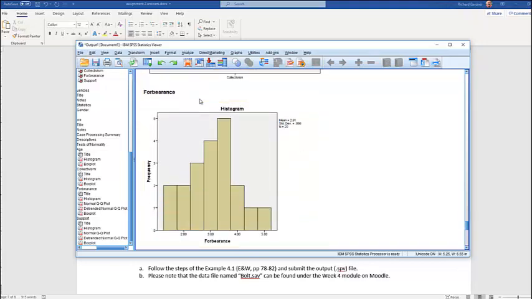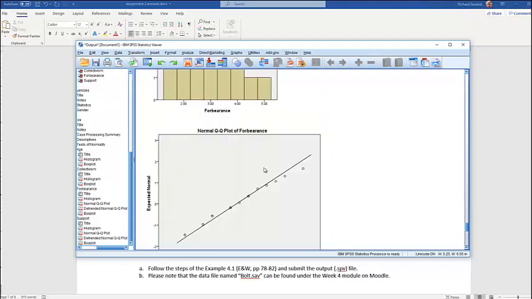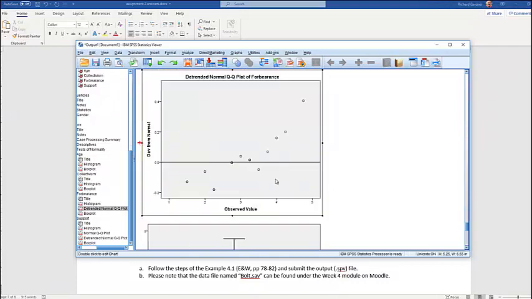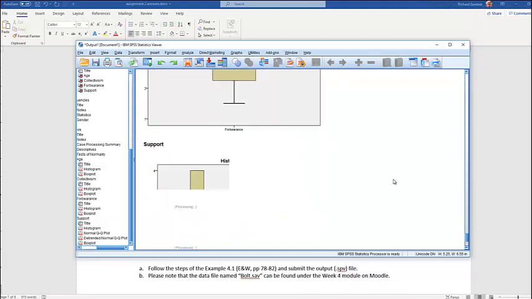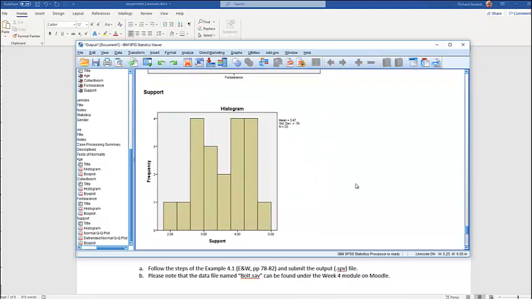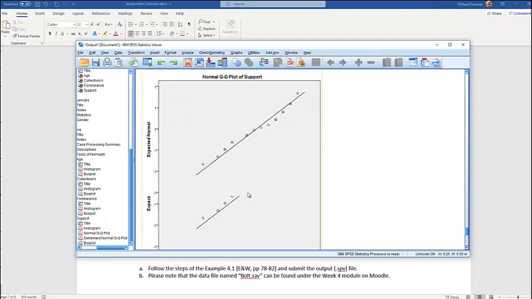So here's one for forbearance. This is getting closer to normality. Again, it's not perfect, and again, this looks pretty symmetrical, so it's probably normal. And the last one, you could kind of see a bell curve in there, but again, it's kurtotic. It's got too many high points on it.